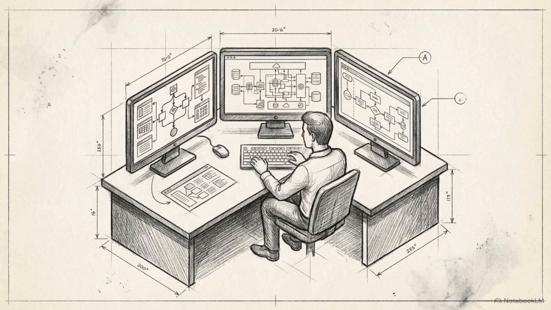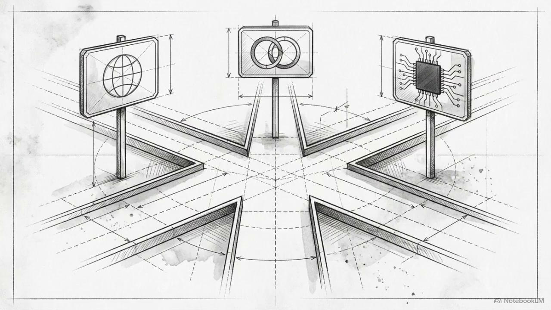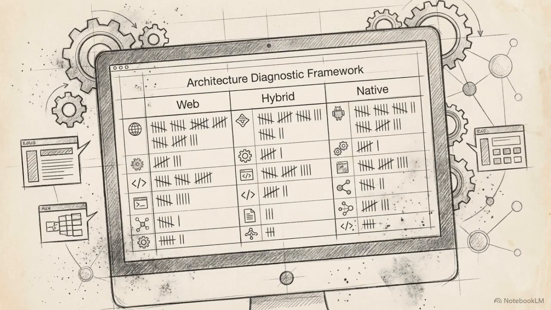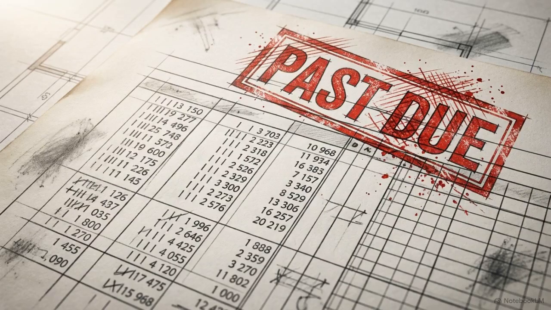To figure out which two of those three constraints you should prioritize, we need to map out the three actual paths available to you: web, hybrid, and native architectures. Then we can use a diagnostic framework to match the right path to your specific business constraints. Ignoring these baseline constraints guarantees an inflated total cost of ownership. Your project will fail before you write a single line of code.